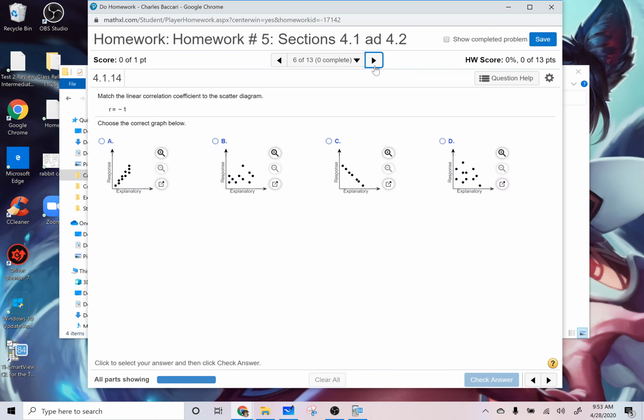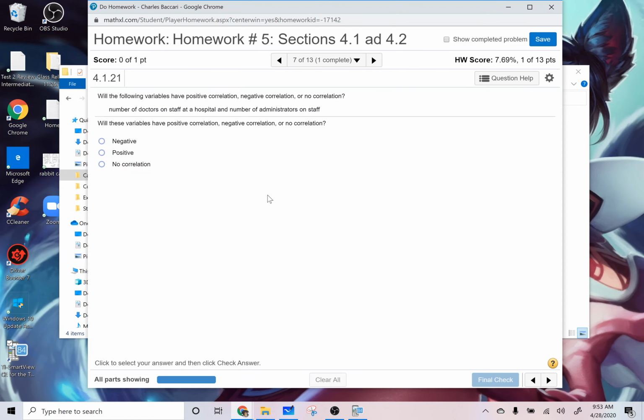Next, we've got match it with the linear coefficient that's -1. Well, that's easy. That's the linear that's -1. That's this one, and then there's other parts, I'm pretty sure.